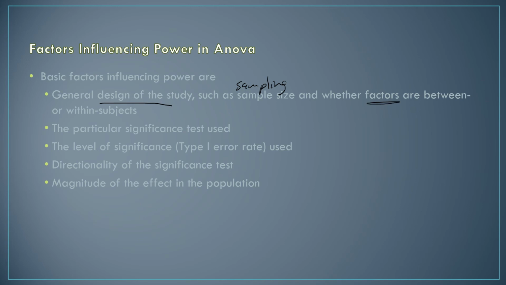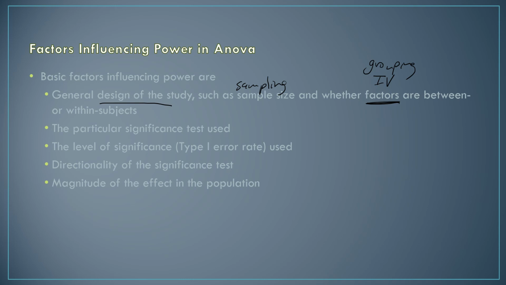Also, what your factors are. So, these are your independent variables, but remember, in ANOVA, these are also your grouping variables. So, your power could be impacted by how many groups you have as well as who those groups are.